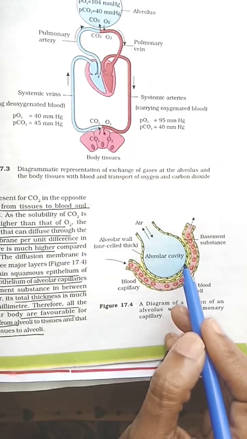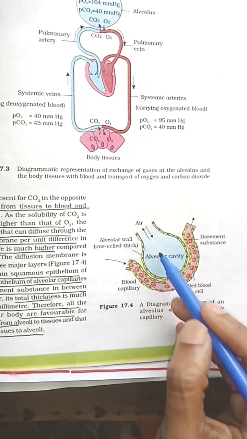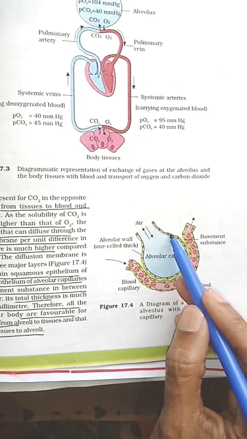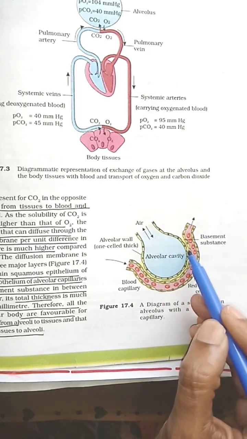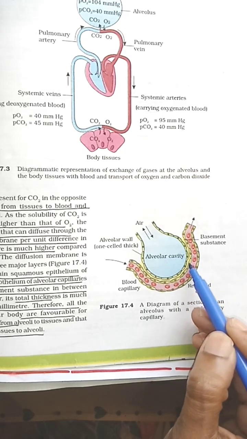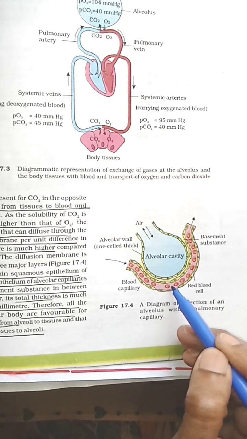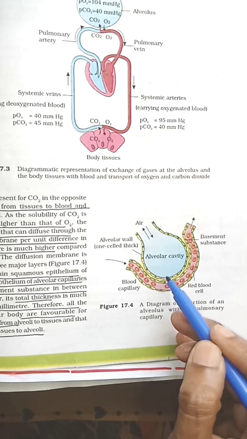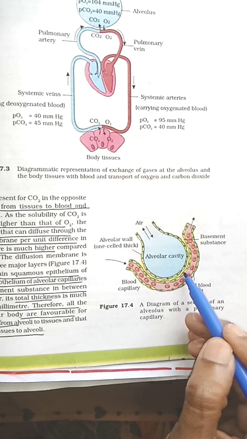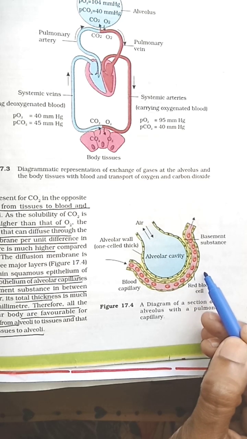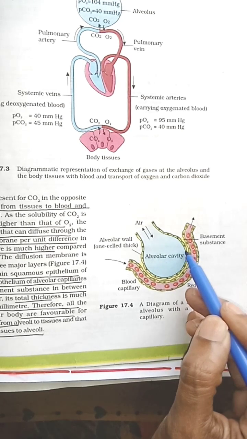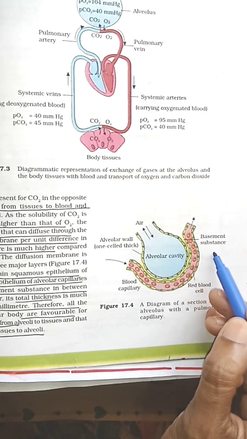Okay, if I have to mention the layers in order, then when oxygen enters, it has to cross the thin squamous epithelium of the alveoli, the basement membrane, and the endothelium of the alveolar capillaries. If the carbon dioxide has to cross the diffusion membrane, then the order of the layers is endothelium of the alveolar capillaries, basement membrane, and the thin squamous epithelium which lines the alveoli.